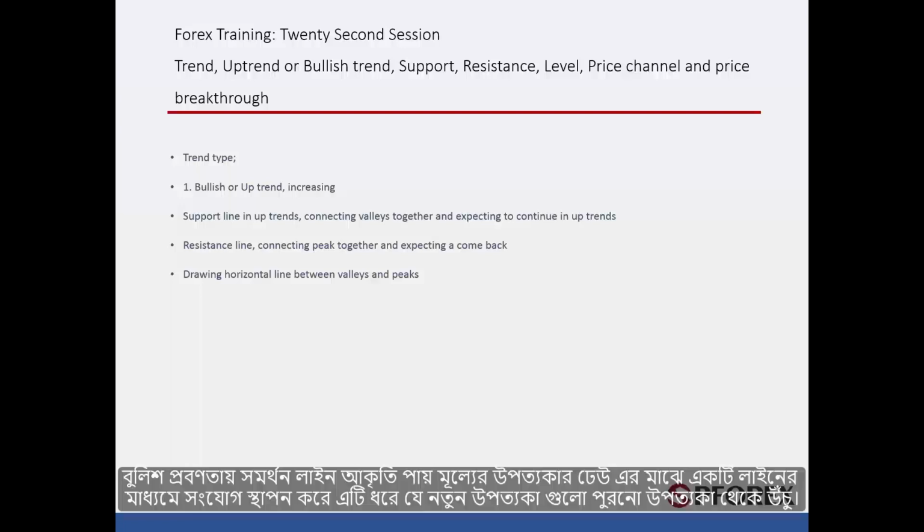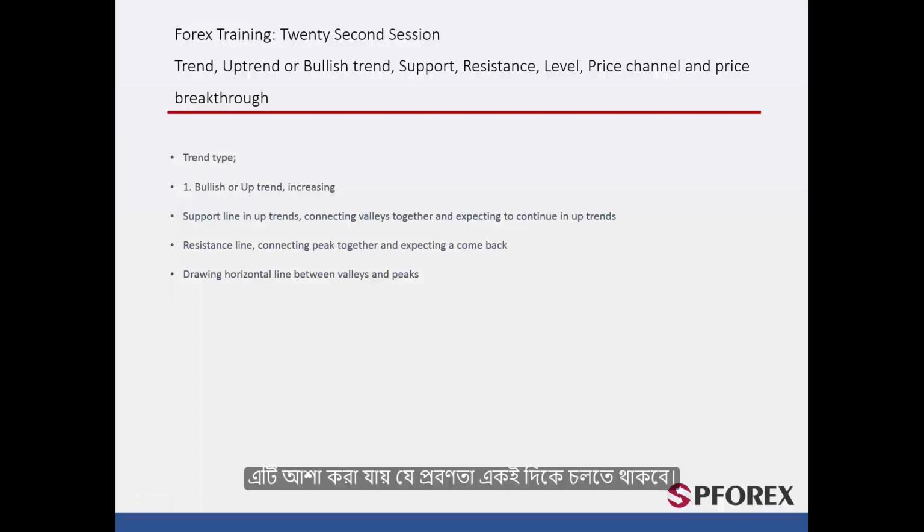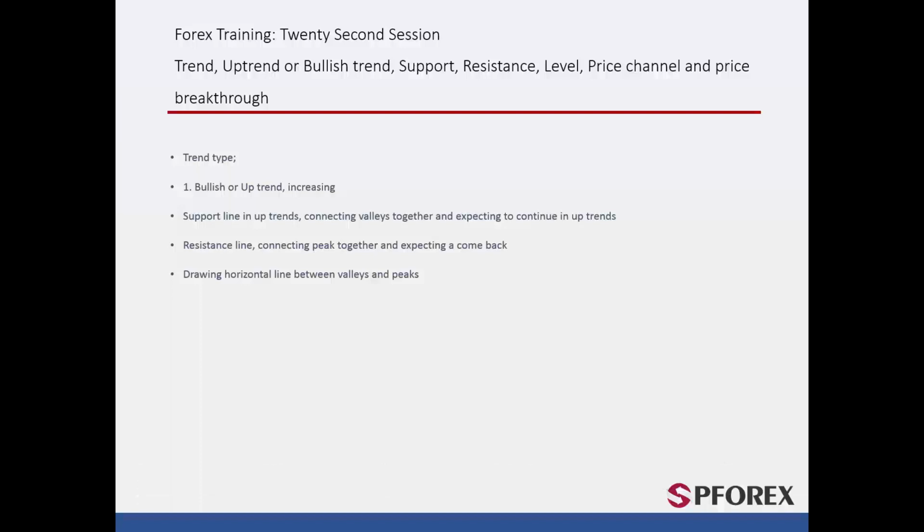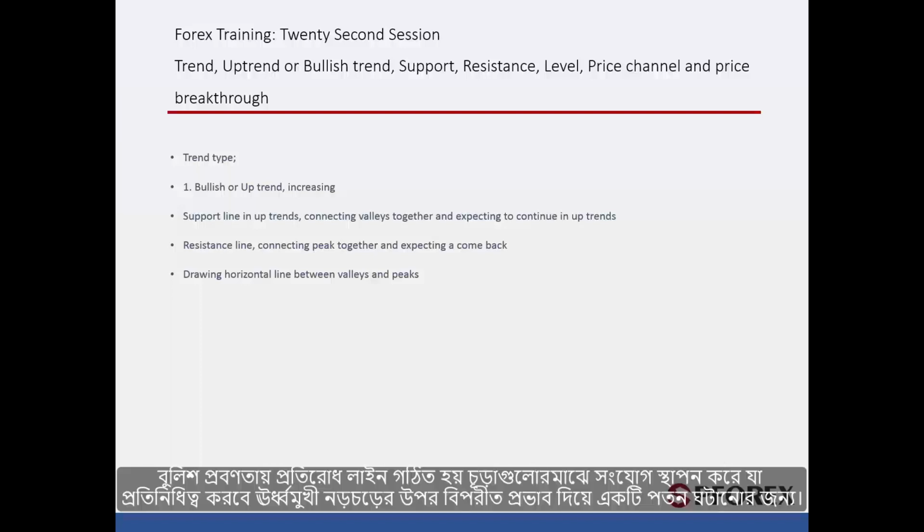The support line in bullish trends is shaped by connecting valleys of price waves with a line, considering that new valleys are higher than the old ones. It is expected that the trend will continue in its current direction. The resistance line in bullish trends is formed by connecting peaks, which will have an opposite effect on an uptrend movement, causing a downfall.